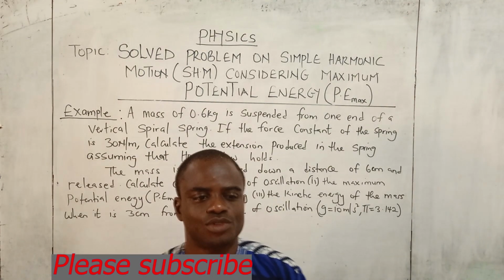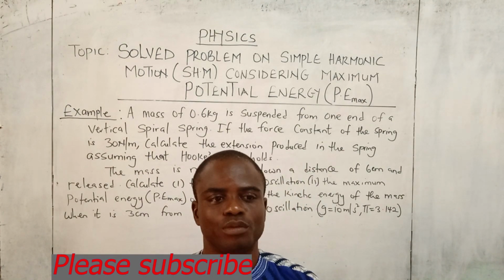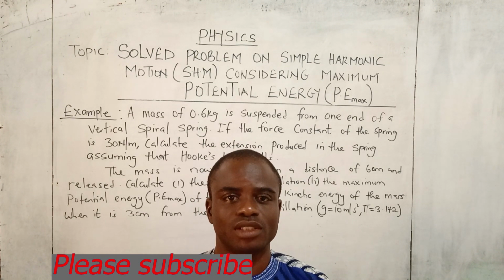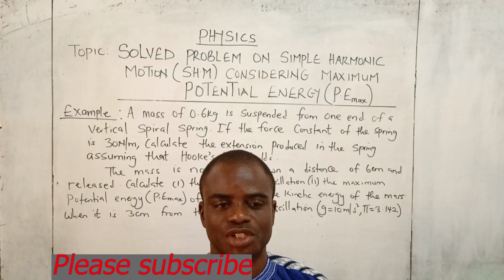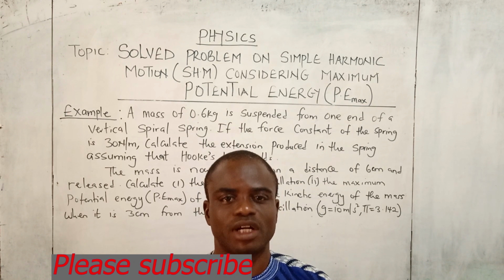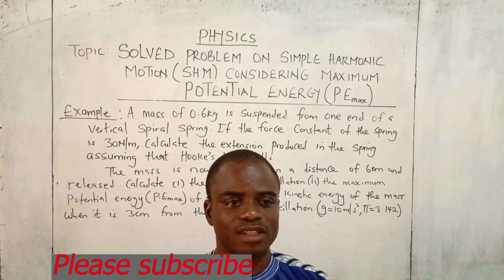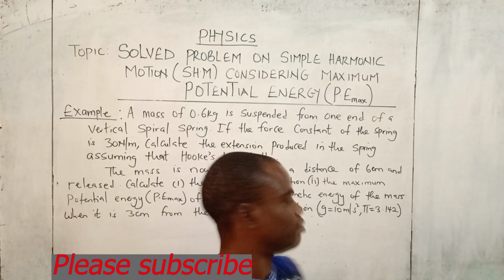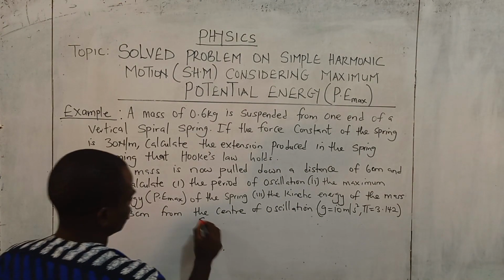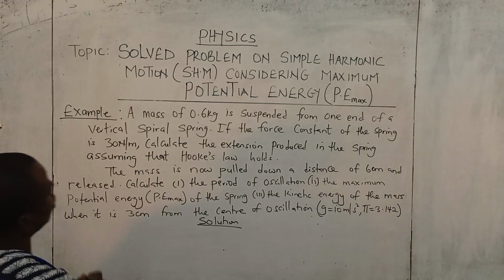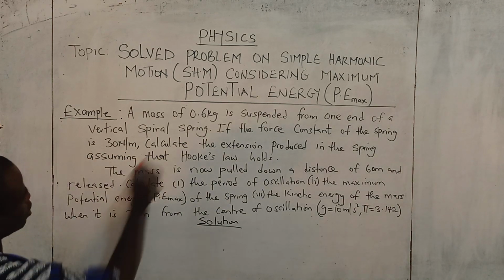Good day, students. Today we are considering solving problems on simple harmonic motion, considering maximum potential energy. The first thing to do is to write down the parameters so that you can find it easy in looking for the right formula to use when solving the problem. Now, the first thing to do, read the question to know what to put down as parameters.